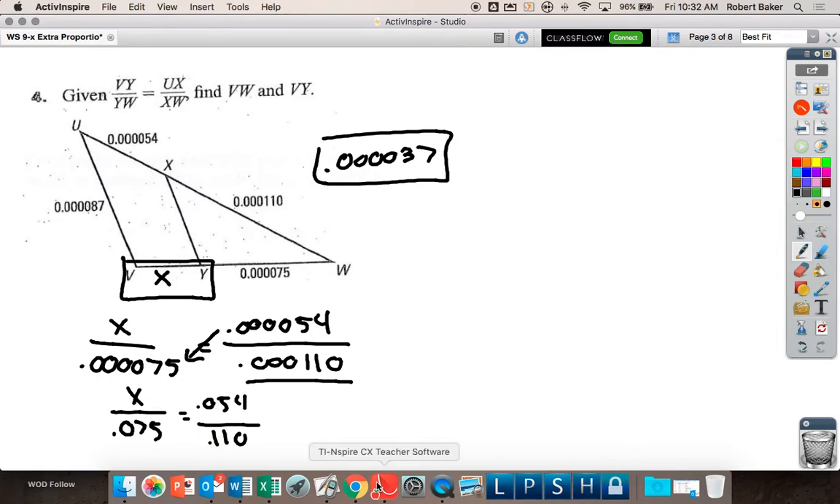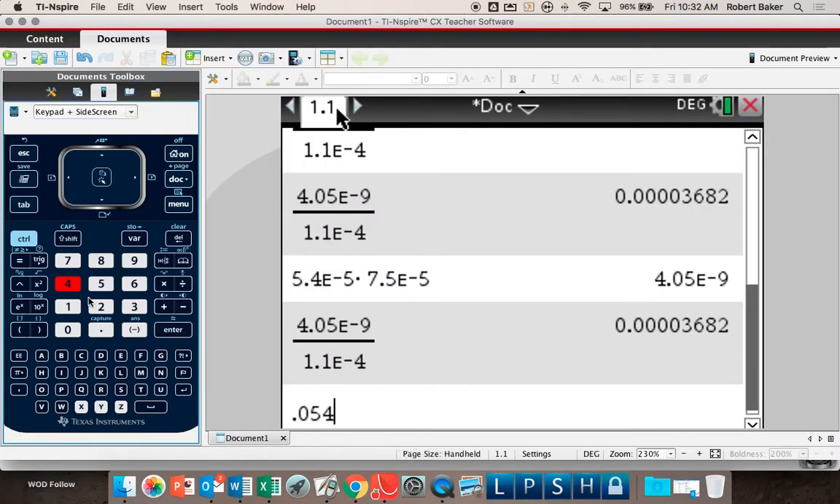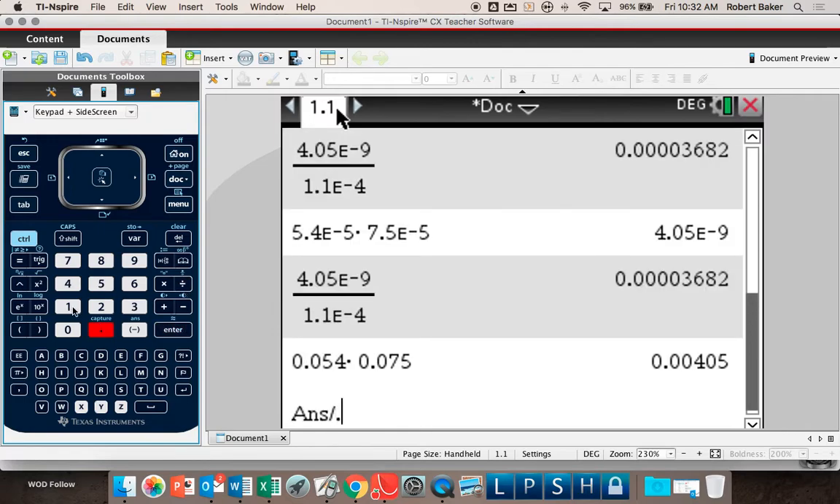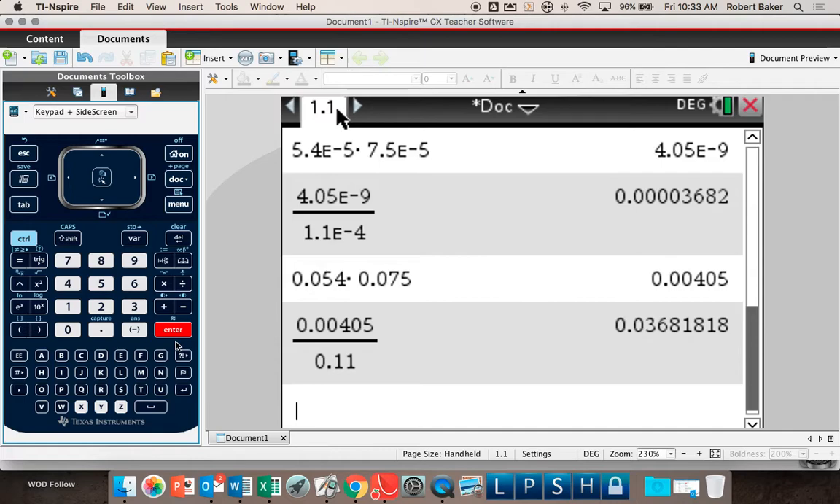I got the same thing. You should have gotten 0.037, right? I got the same thing: 0.054 times 0.075 divided by 0.110. Yeah. Since we covered up 3 zeros, we have to add 3 zeros back. So you get 0.037 and add 3 more zeros. That's how you get that same answer.